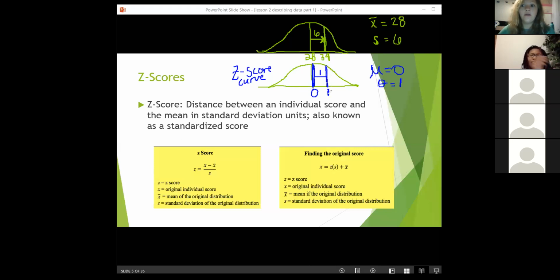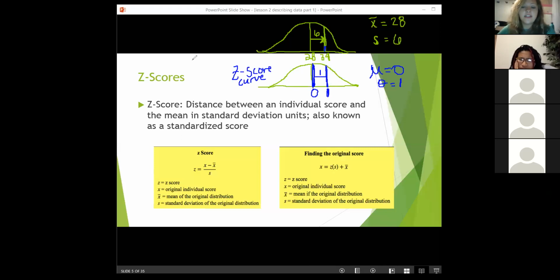So if you were asked what is the z-score of 34, the answer would be 1, because 34 is 1 standard deviation away from the mean. If we standardize it to a mean of 0 and standard deviation of 1, then 1 standard deviation away from the mean would be 1. So this is going to be our z-score.